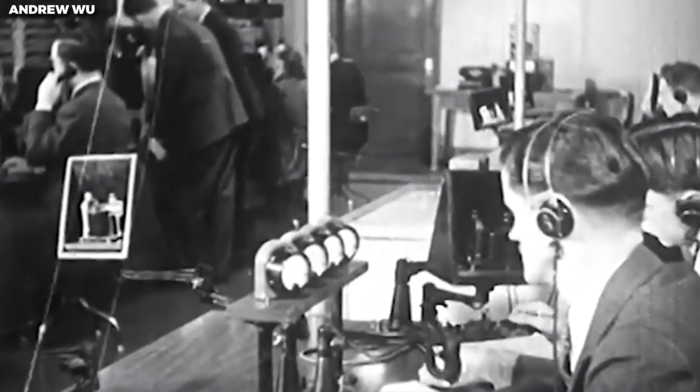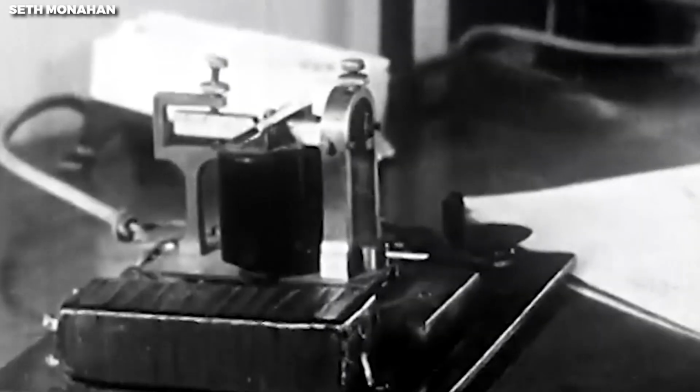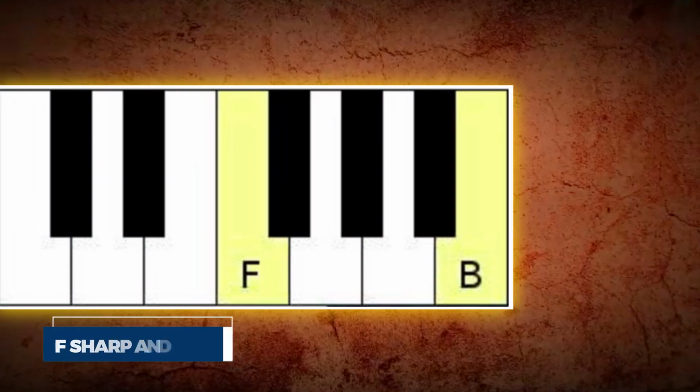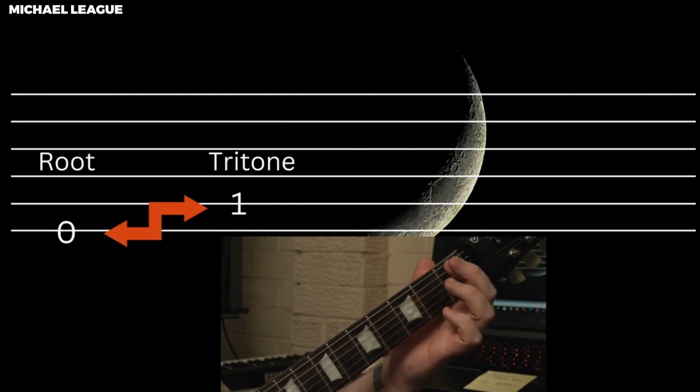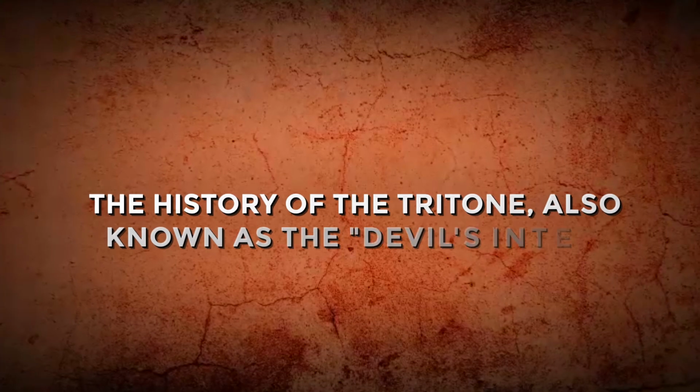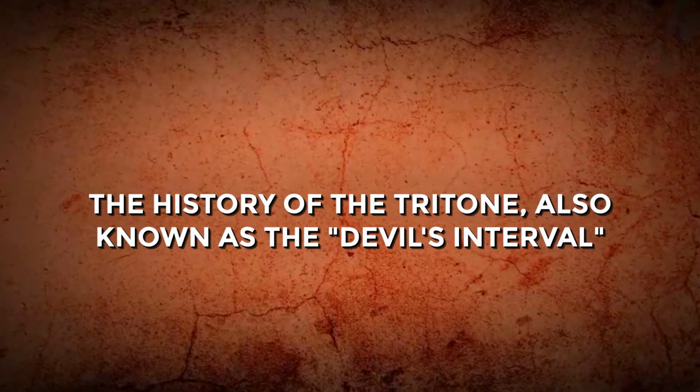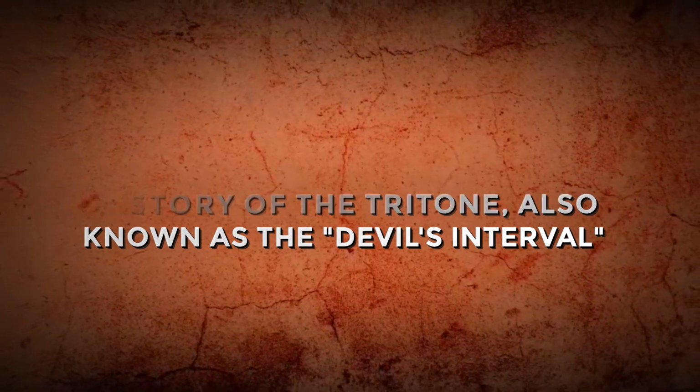Did you know that accidentals did not appear in a linear fashion? The first ones to be created were an F sharp and a B flat, and they were developed in an effort to address the issue of the tritone in musical notation. The history of the tritone, also known as the devil's interval.